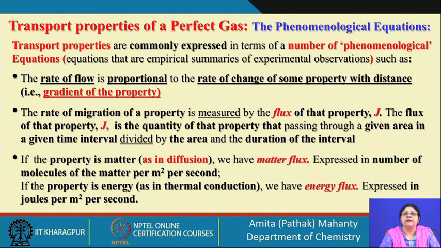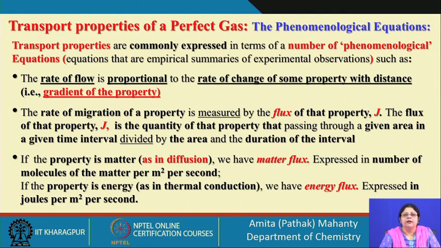That means the gradient means the rate of change of the property with distance. The rate of migration of a property is measured by a term known as the flux of the property. We have discussed the term flux before. The rate of migration or rate of transport of a property is measured by the flux of the property, and that we denote as J.